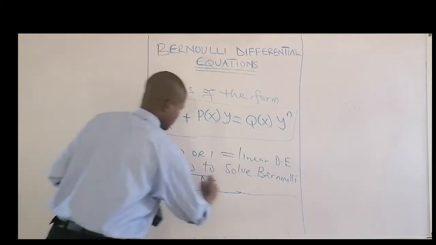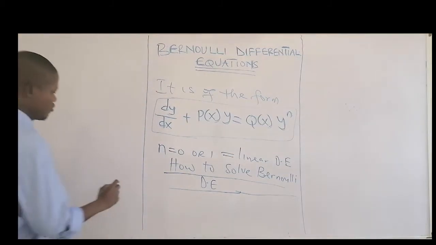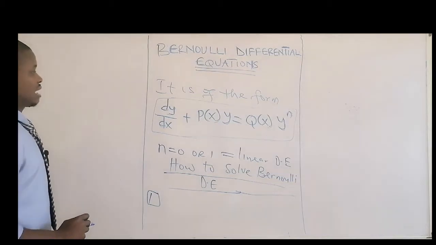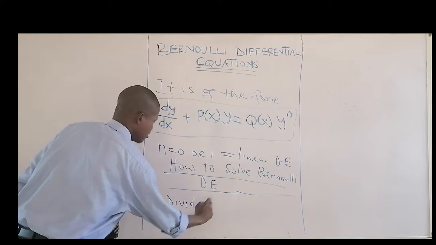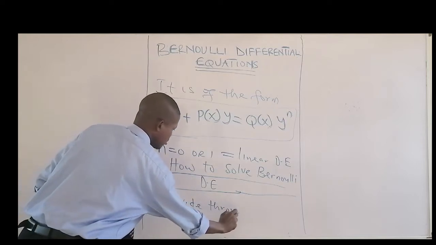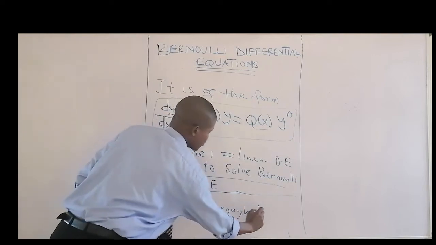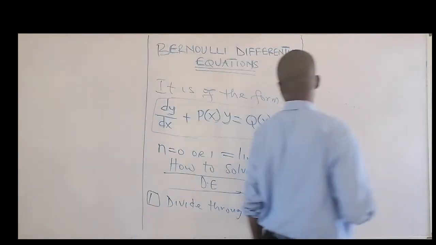The first thing we must do, step one, is to divide through by the attachment of your q of x, by what? y to the n. That's step one.